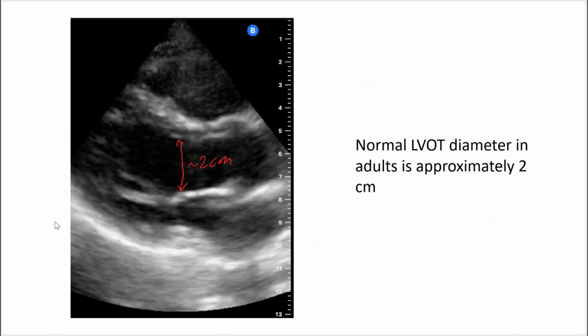To calculate the cardiac output using VTI, you also need to measure the LVOT diameter, and this is done in a parasternal long axis view. You have the heart in systole, and you measure the LVOT diameter. Normal LVOT diameter in adults is approximately 2 centimeters.